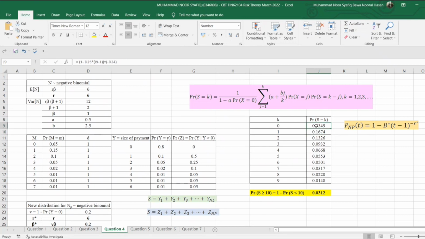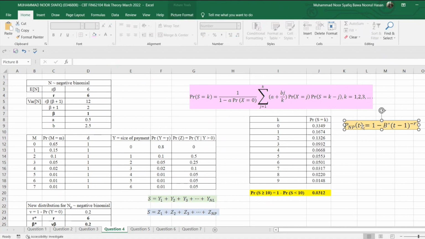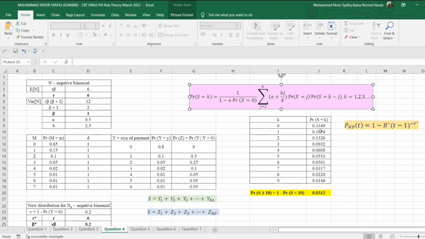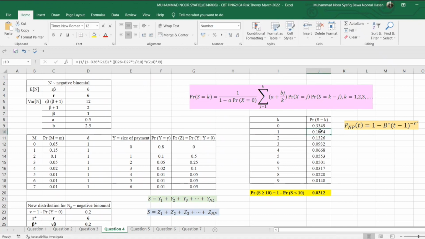So only for s equals to 0, because k only takes from 1 up to infinity, we have to use this PGF formula of the revised negative binomial distribution. So from 1 till 9, now we can use this formula. We can type it out in Excel to calculate the value of probability of s equals to k from 1 to 9. Okay, so 1 over 1 minus a, our a is at D26.